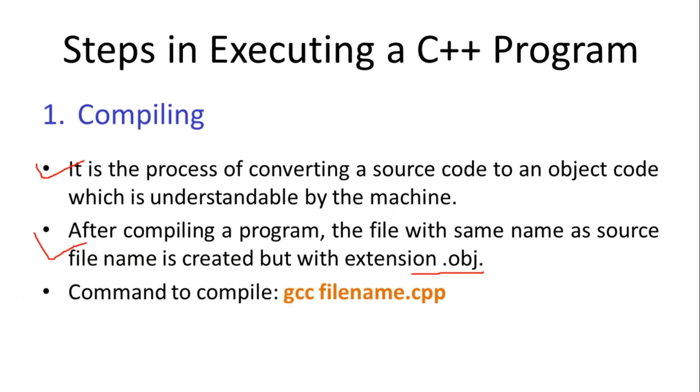So compilation is used for two things. First, it is used for converting the program from human readable form to machine readable form, and it will create the .obj file, that is the object file. And second, it is used for detecting the syntax and semantic errors.